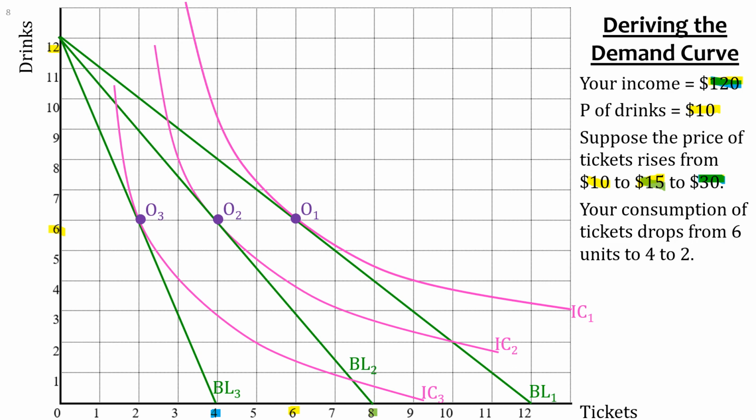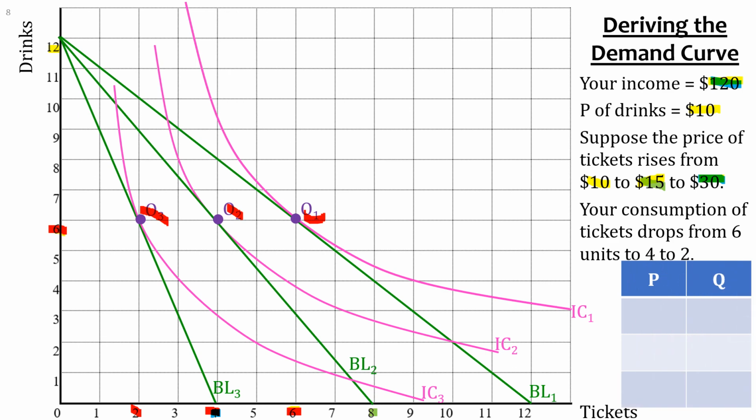So your consumption of tickets drops from 6 units to 4 units to 2 units, right? So at O1 you're consuming 6 units. At O2 you're consuming 4 units. And at O3 you're consuming 2 units, right? Notice that your consumption of drinks doesn't change in this case. All right, it could change, but in this case it doesn't.